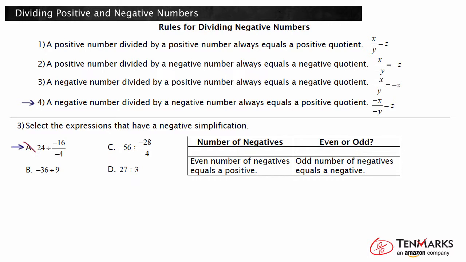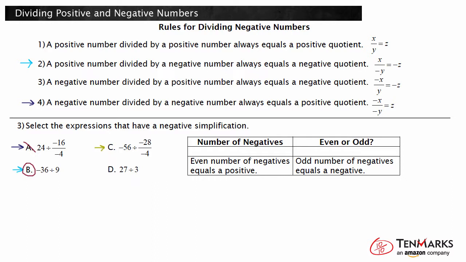Looking at choice B, let's use our chart and rules to determine if the solution will be negative. There is only one negative in this expression. Our rules tell us that one negative equals a negative. We can double check this in our chart. Odd number of negatives equals a negative. Circle choice B since the solution is negative.